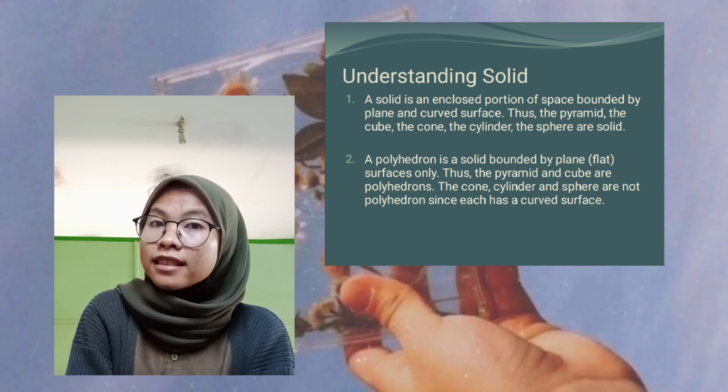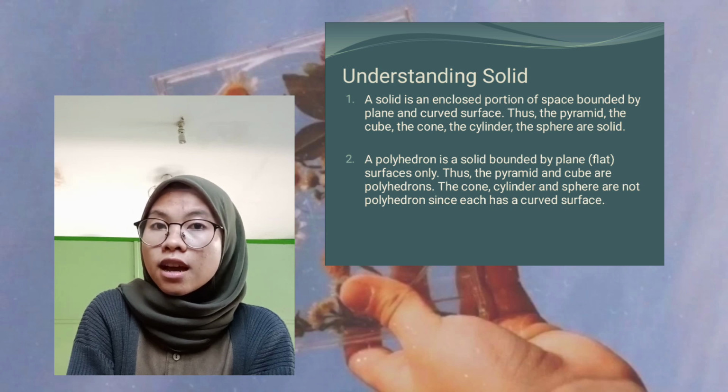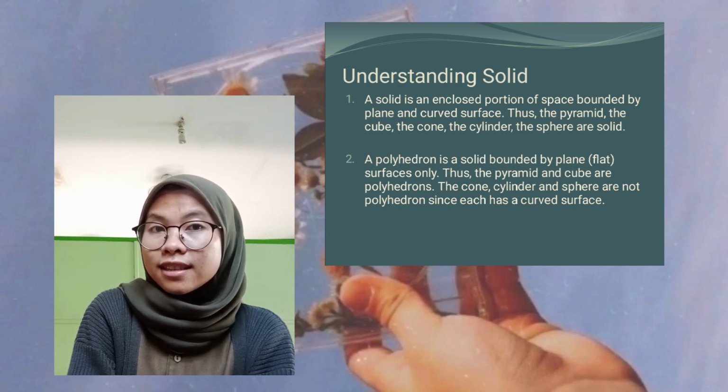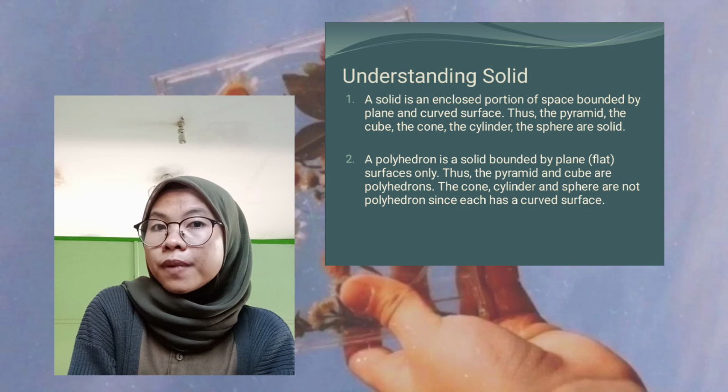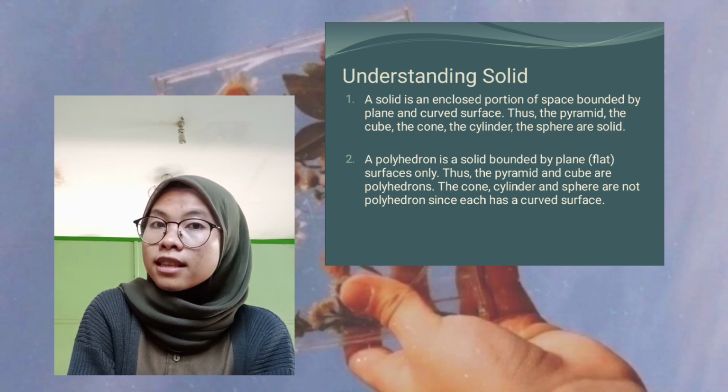The faces of a polyhedron are its bounding polygons. The edges of a polyhedron are the sides of the faces.